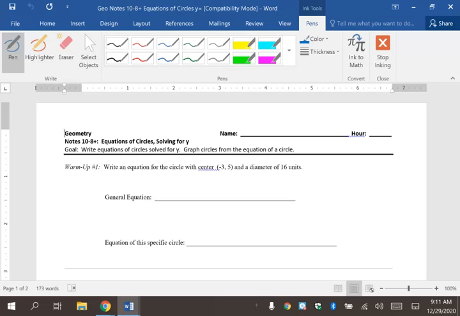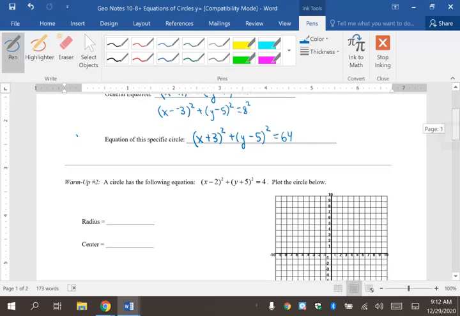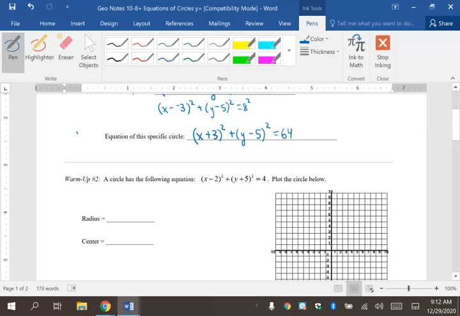Okay, the general equation of a circle is the quantity x minus h squared plus the quantity y minus k squared equals r squared. Your center is h comma k, and the radius is half of the diameter, so the radius will be 8. So we have x minus a negative 3 squared plus y minus 5 squared equals 8 squared. So the simplified equation of this specific circle is x plus 3 quantity squared plus y minus 5 quantity squared equals 64.